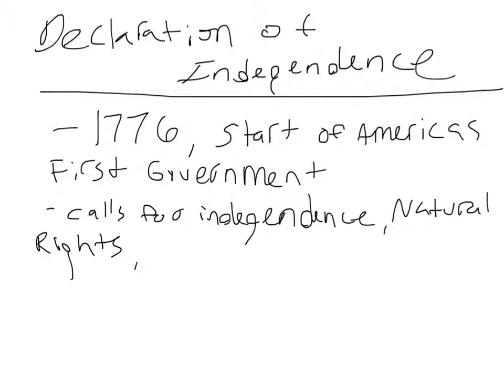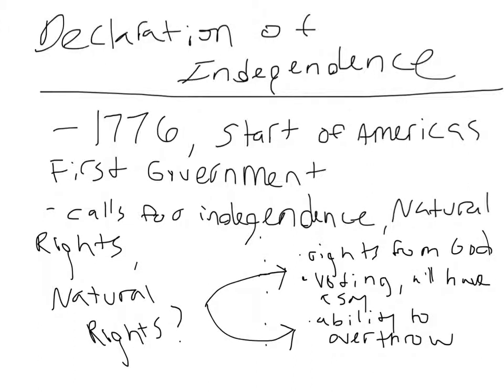Well, one might ask himself, what are natural rights? Natural rights are the rights that we all have from God, including life, liberty, and the pursuit of happiness. Among these rights is also voting, in that all human beings have a say in their government, and the ability to overthrow an unjust government. Therefore, the colonists deserved to have this constitution and create their own country.